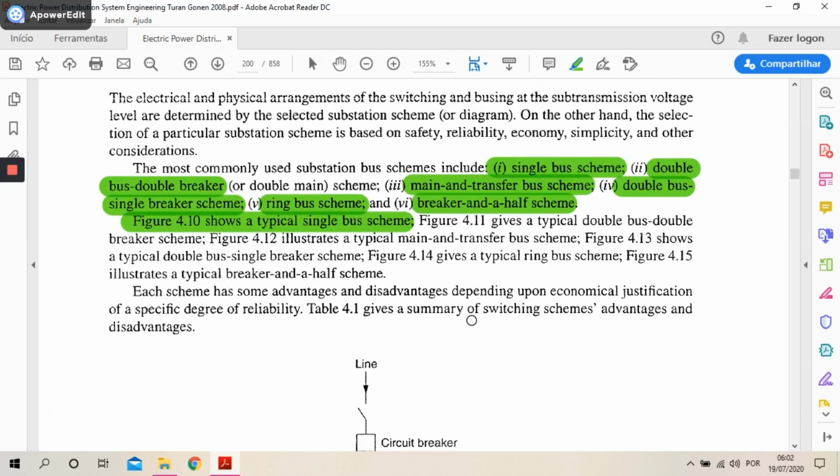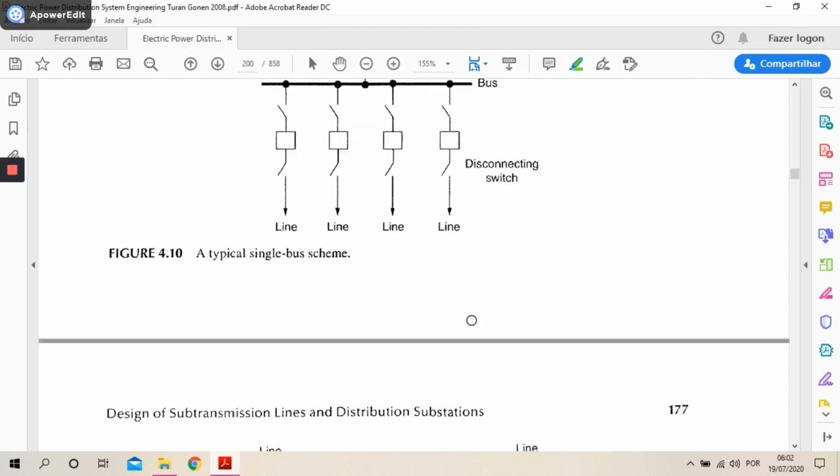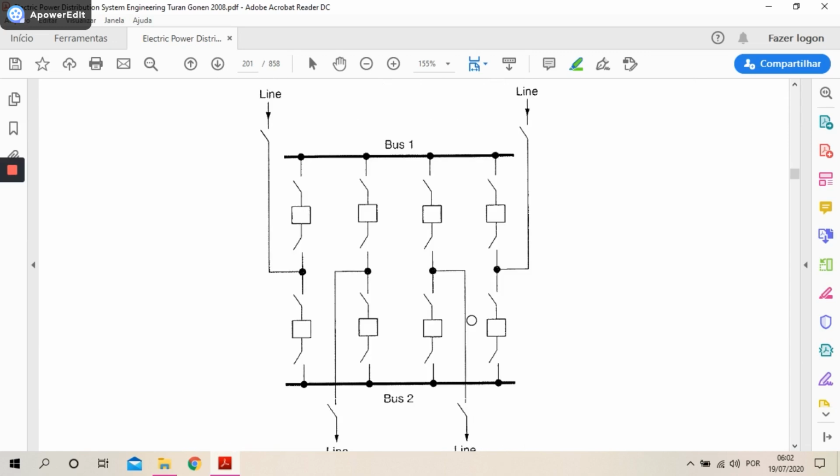Figure 4.11 gives a typical double bus, double breaker scheme. So this is double bus, double breaker. You have one bus here and the other bus here, and between them, two breakers.